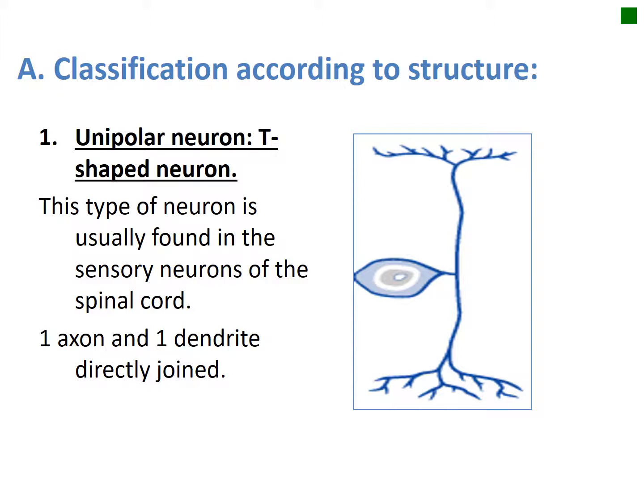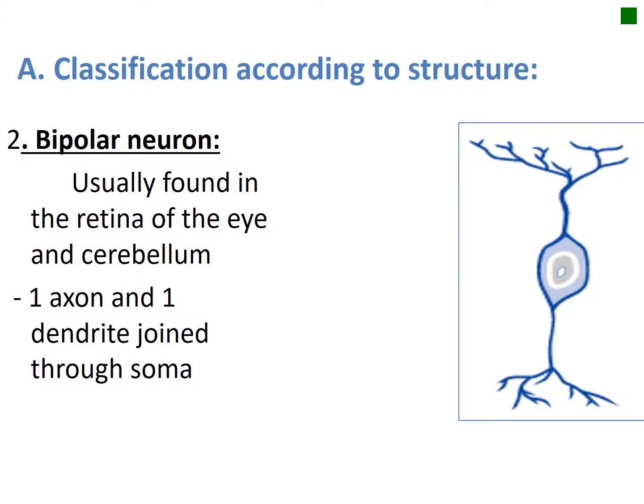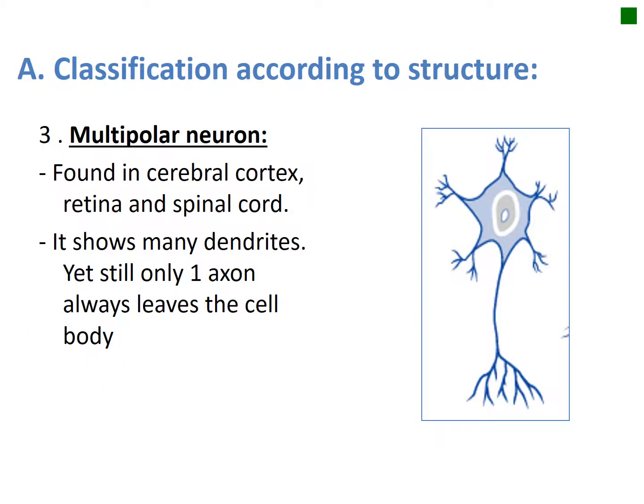Classification of neurons according to the structure. We have unipolar, T-shaped. This type of neuron is usually found in the sensory neurons of the spinal cord, with one axon and one dendrite directly joined. Bipolar, usually found in the retina of the eye and in the cerebellum, with one axon and one dendrite joined through the soma. And the third type, multipolar, is found in the cerebral cortex, retina, and the spinal cord. It shows many dendrites, yet still it has one axon, which always leaves the cell body.